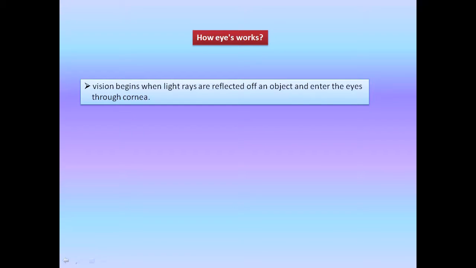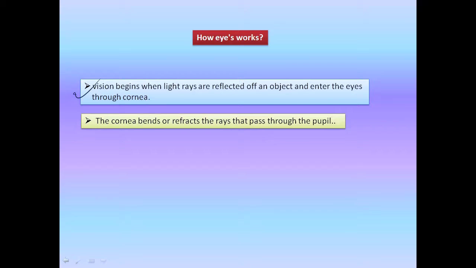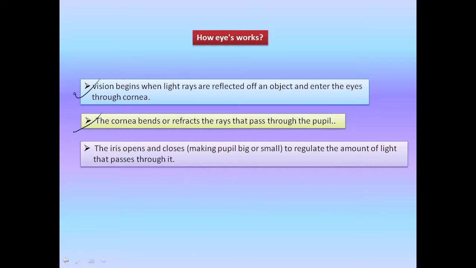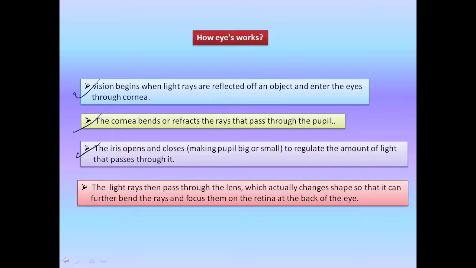Now, how do your eyes work? Vision begins when light rays are reflected off an object and enter the eyes through the cornea. Then the cornea bends or refracts the rays that pass through the pupil. And then the iris opens and closes, making the pupil big or small to regulate the amount of light that passes through it. Light rays then pass through the lens, which actually changes shape so that it can further bend the rays and focus them on the retina at the back of your eye.